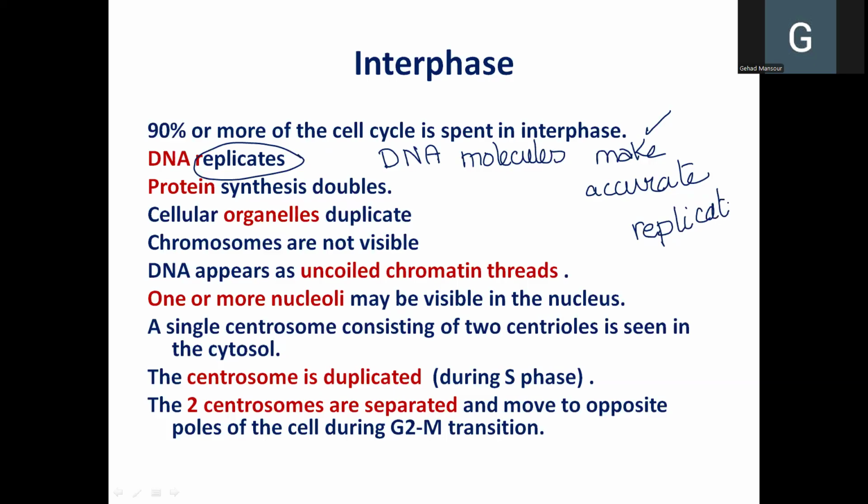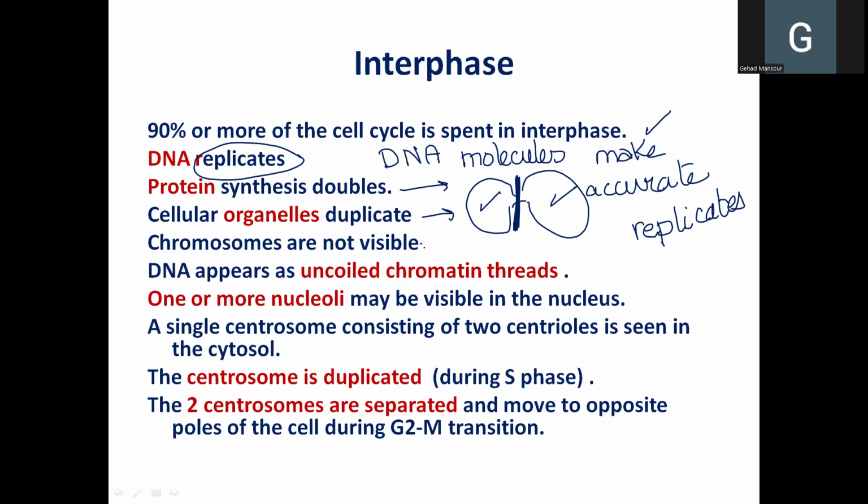Meanwhile, protein synthesis also doubles, of course, because when DNA doubles, protein synthesis will double. Of course, the organelles will duplicate, and all this is because the cell is preparing itself so that at the end of mitosis, or at the end of the cell cycle, we will have two daughter cells from the mother cell. So we should have enough genetic material for the two daughter cells and enough proteins and other components for the organelles and the cytosol.